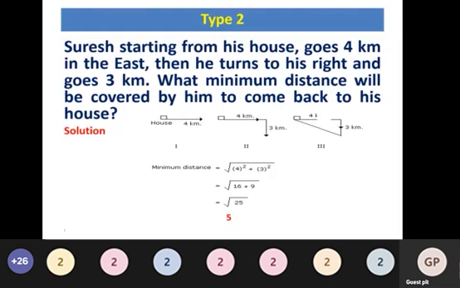So the other sides of the triangle are 4 kilometers and 3 kilometers. The minimum distance is equal to the square root of the sum of the squares of the other sides. So 4 squared plus 3 squared, 16 plus 9, is equal to the square root of 25, which is equal to 5. So the minimum distance he will cover to come back to his house is 5 kilometers.